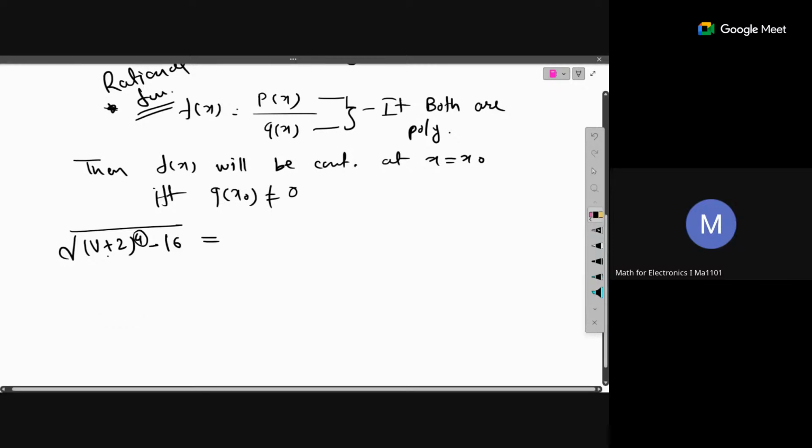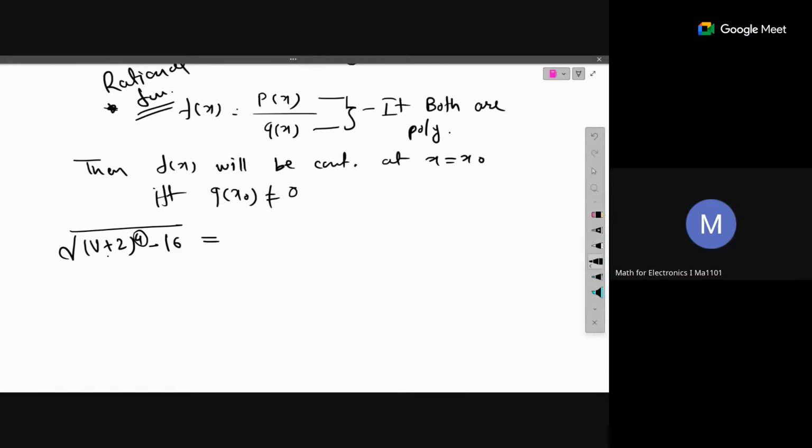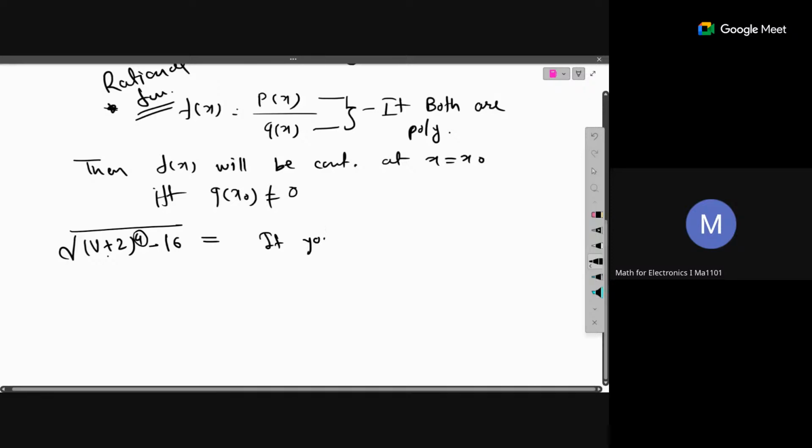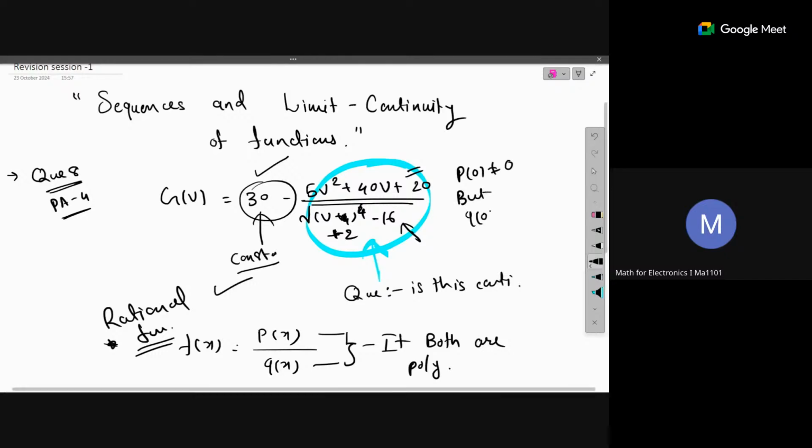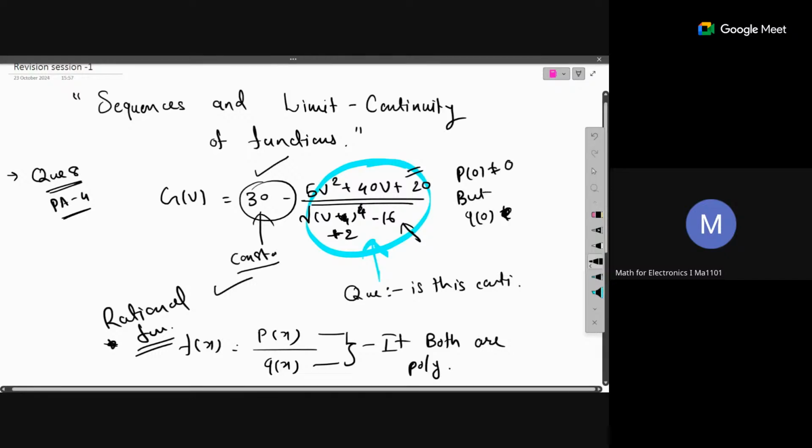Okay, so this is the denominator. Here, if you put v equals 0, then this will become under the root of 2 plus 2 to the power 4, 2 to the power 4 minus 16, which is equal to 0. So that means when v equals 0, the denominator becomes 0, but the numerator is not becoming 0, right? So p of 0 is not equal to 0, but q of 0 is equal to 0.